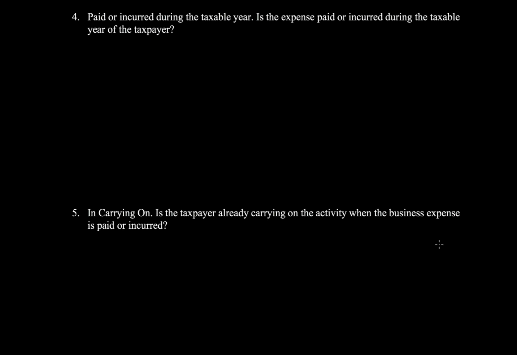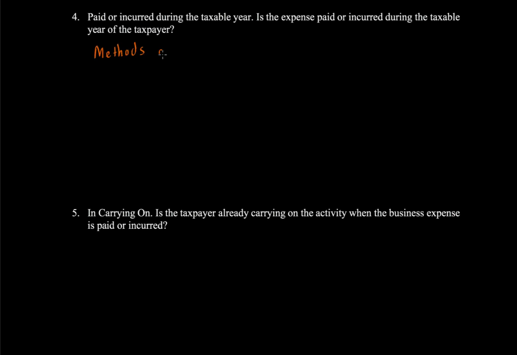So the fourth criteria is that the outflow must be paid or incurred during the taxable year. So before we consider whether it's an expense, you go in order. At this point, we've already considered whether it's an expense versus a capital expenditure. So is the expense paid or incurred during the taxable year of the taxpayer? Now this really gets at the cash method. The methods of accounting. The cash method is going to be discussed. The methods of accounting involved of the taxpayer.